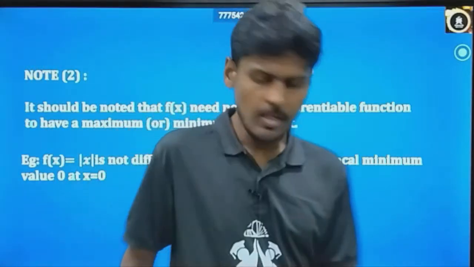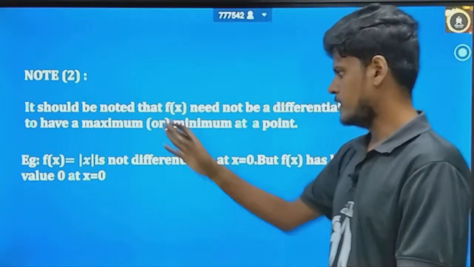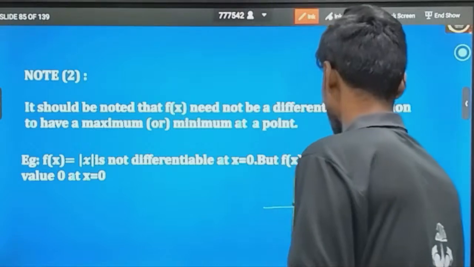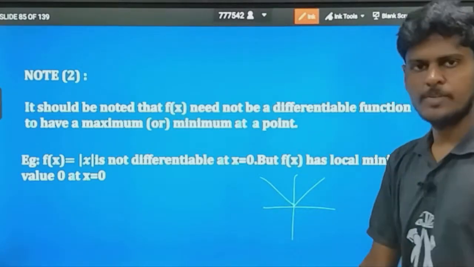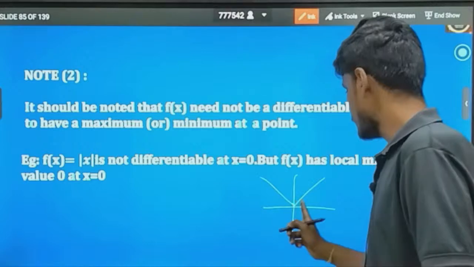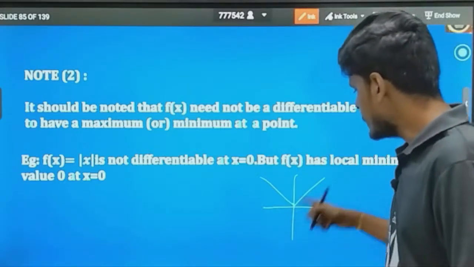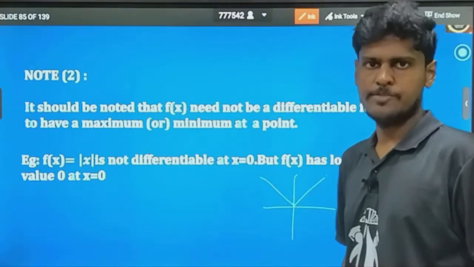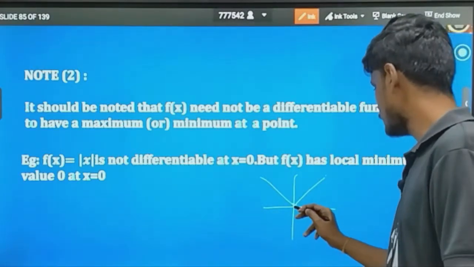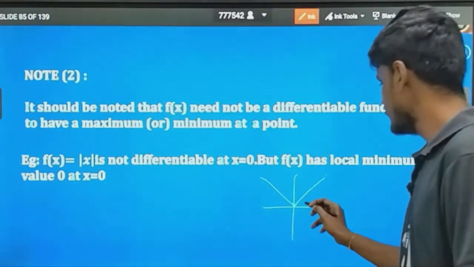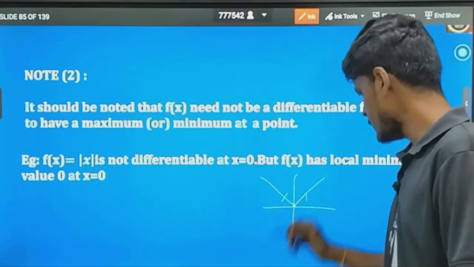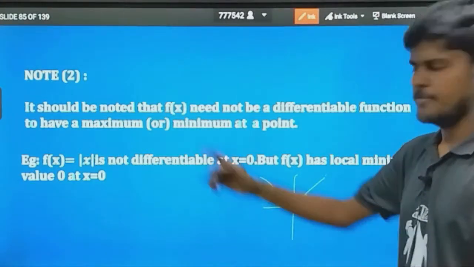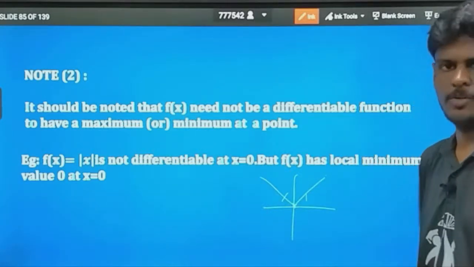So for example, consider the graph of mod x. We already know the graph of mod x, that is a V shape. Mod x will be a V shape function. At x equal to 0, it has a minimum value, and whenever there is a sharp point in the function, it is not differentiable at that point. But mod x is a continuous function. And what is the minimum value? At x equal to 0, its value is 0. And in the neighborhood of 0, f of 0 is the minimum most value. That means this is the minimum value. f of x has a local minimum at x equal to 0.